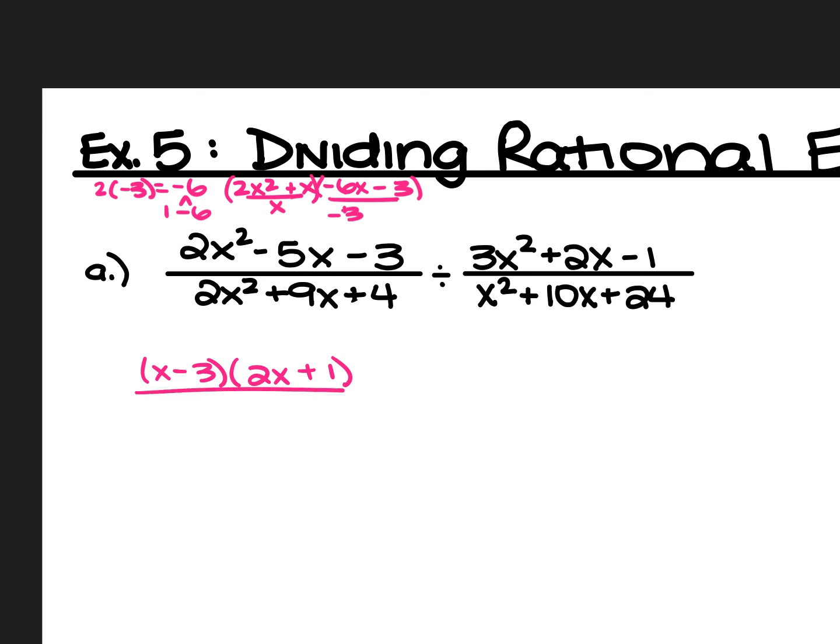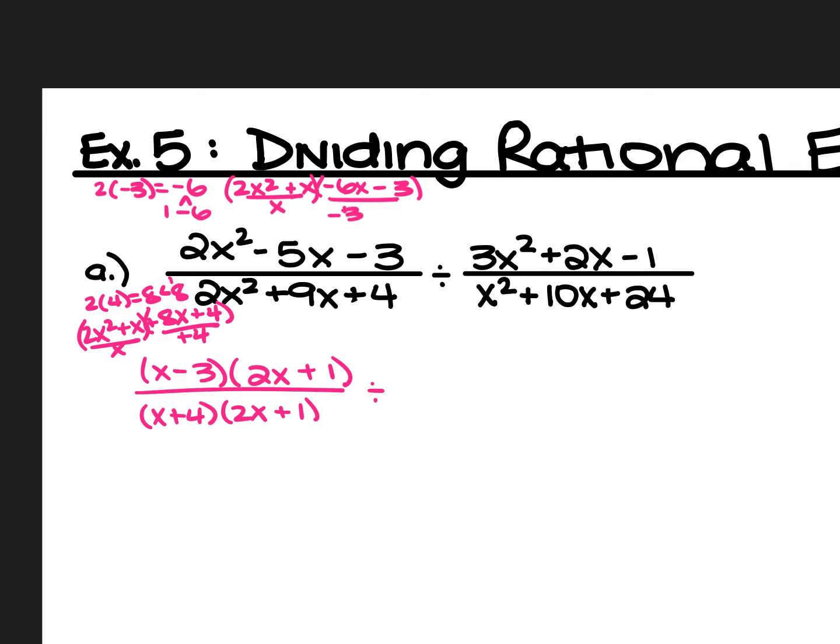The bottom of the first fraction, you have 2 and 4 that's going to multiply. That gives you 8. Your factors of 8 that add up to be 9 are 1 and 8. So that's 2x squared plus x plus 8x plus 4. Again, factor this by grouping. Factor out an x from the first. Factor out a 4 from the second. That's x plus 4 times 2x plus 1.